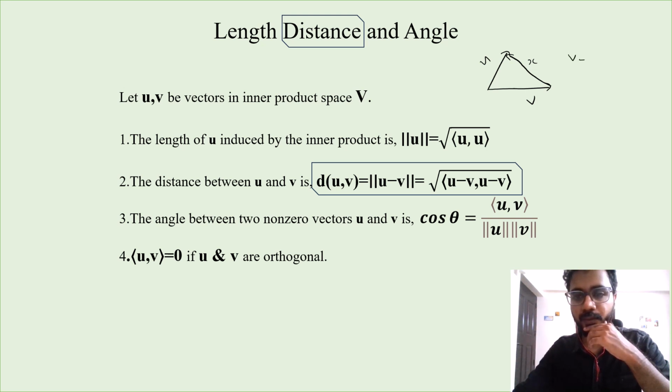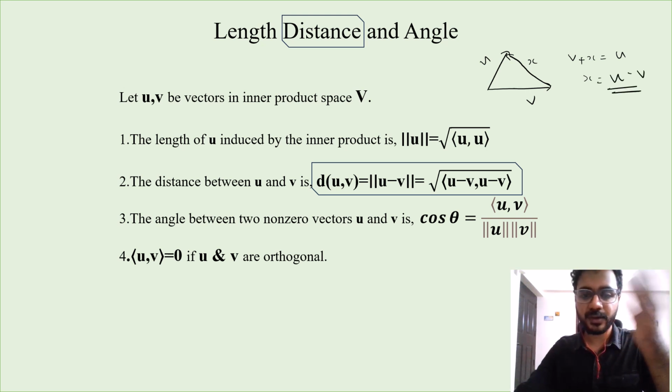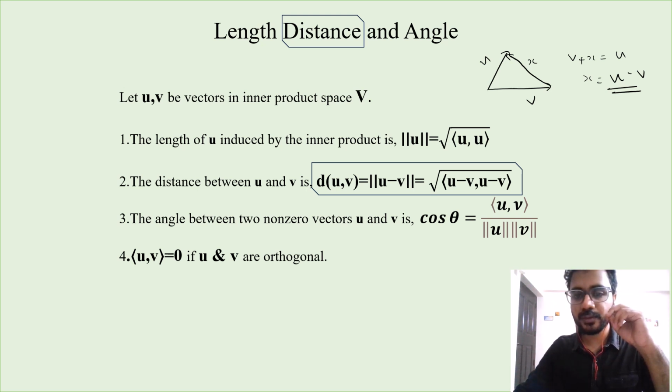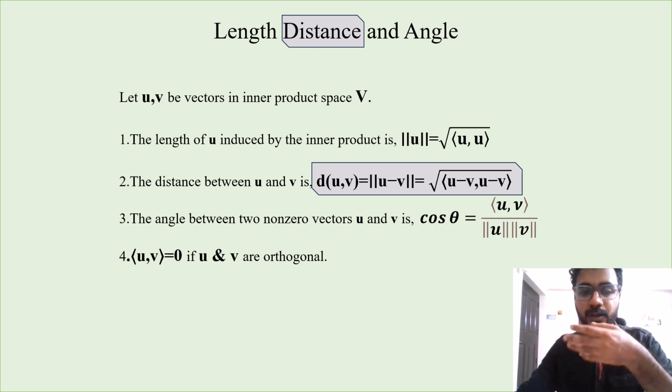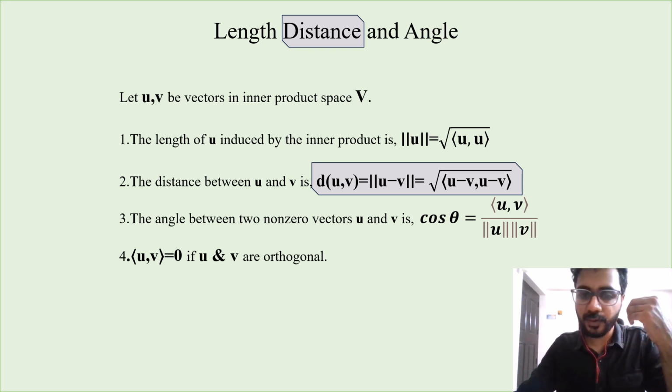So how can we write? V plus x can be written as u. So x can be written as u minus v. So u minus v is the distance between u and v. The length of any vector, like the length of x, can be written as the length of u minus v. So that's written here. For calculating distance, the equation is the square root of that vector comma that vector. That's here: u minus v comma u minus v, since we have to calculate the length of u minus v.